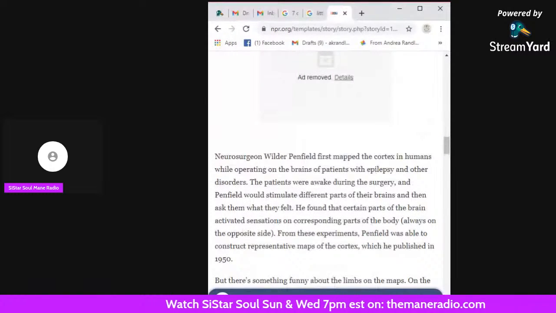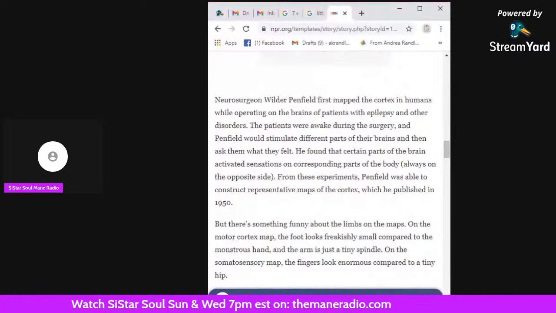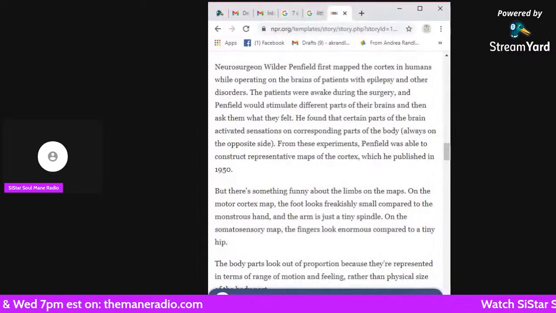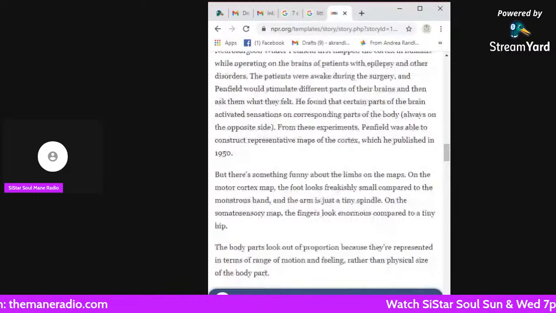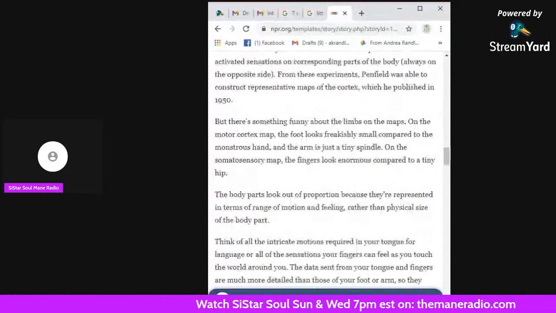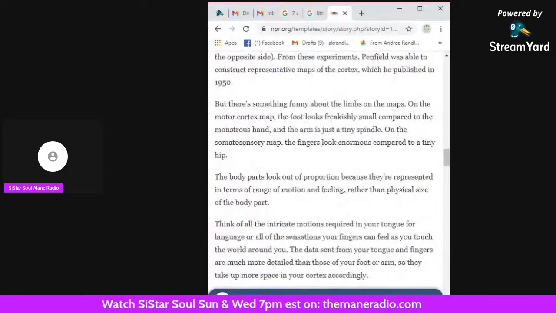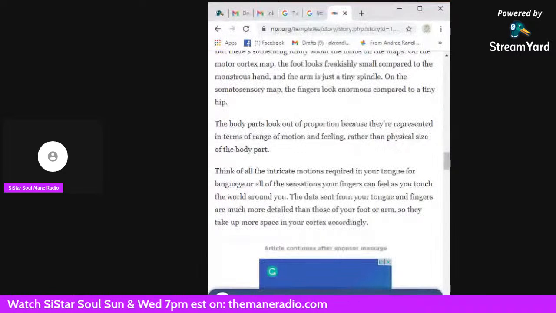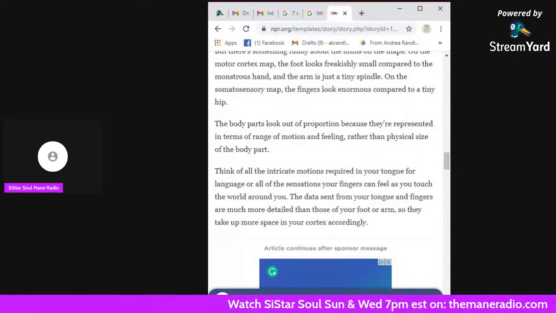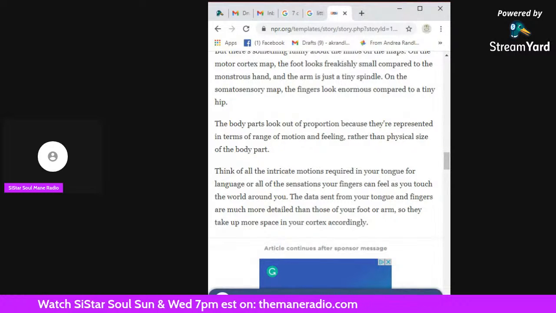All right, we're not going to read all this, but let's go now to this part. It says the body parts look out of proportion because their representation is in terms of range of motion and feeling rather than the physical size of the body parts. Think of all the intricate motions required of your tongue for language, or all the sensations your fingers can feel as you touch the world around you. The data sent from your tongue and fingers are much more detailed than those of your foot or arm, so they can take up more space in your cortex accordingly.